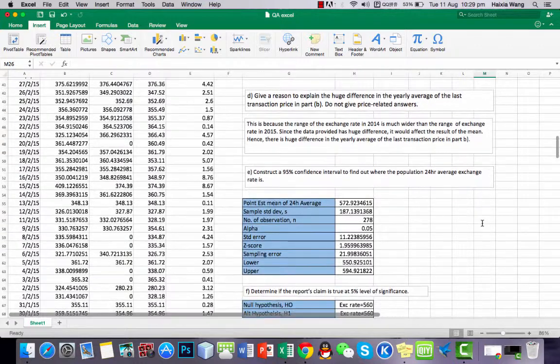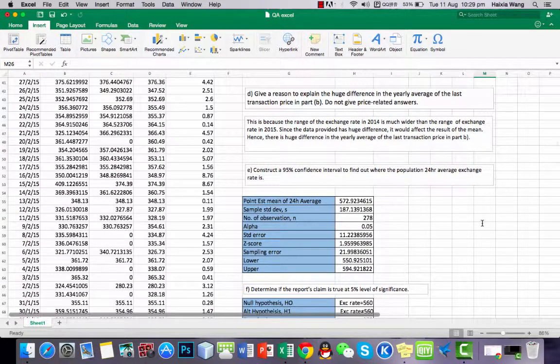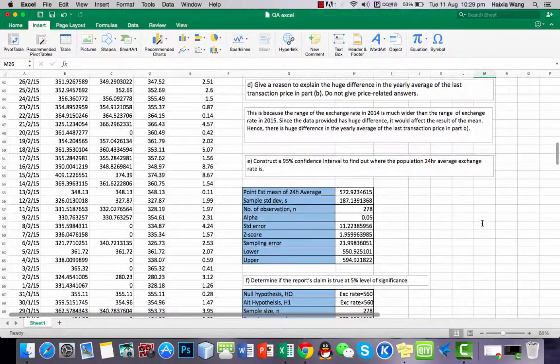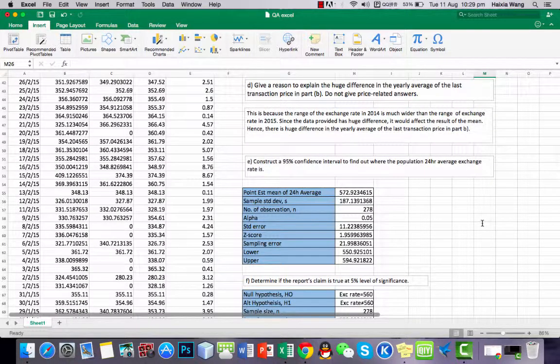For part D, this is because the range of the exchange rate in 2014 is much wider than the range of the exchange rate in 2015. Since the data provided has a huge difference, it would affect the result of the mean. Hence, there is a huge difference in the yearly average of the last transaction price in part B.